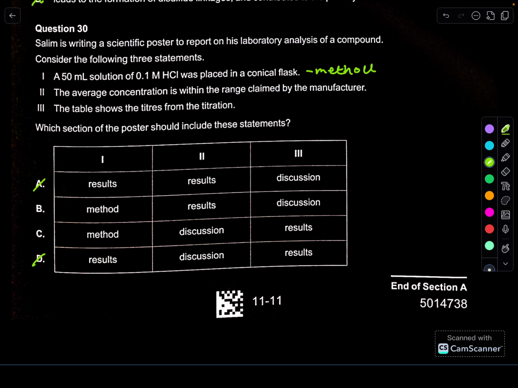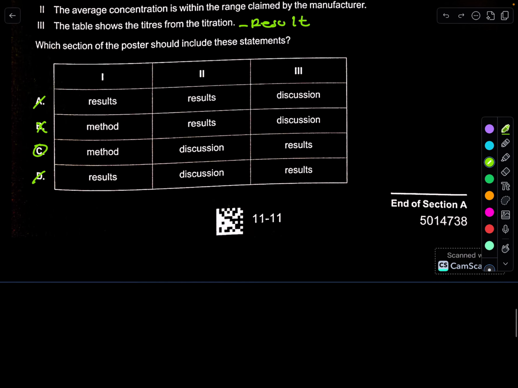Then the next one is the average concentration is within the range claimed by the manufacturer. And the next one is the table below shows the titers from the titration. This one, of course, is the results, because you are showing the values. So 3, I know, is results. So it's actually C, and it makes sense. The middle one has to be discussion, which it is. You're just discussing the average concentration is within the range claimed by the manufacturer. This is where you would put it in discussion. And so 30C, perfect. And that's it.